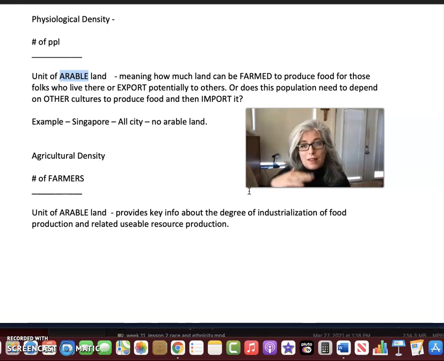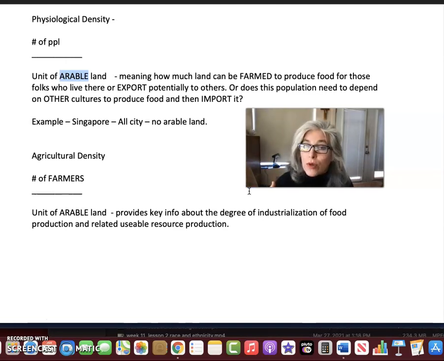And again, agriculture here, my mind is mainly on plants right now, but it's animals too, right? Like ranching is part of this too. So whether you are farming some sort of livestock or some sort of plant, if you have a small number of farmers and a lot of arable land, that tells you a lot about the degree of industrialization in that area.